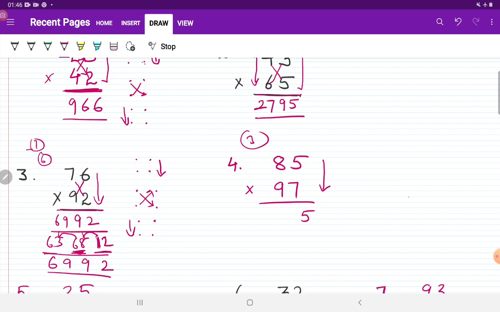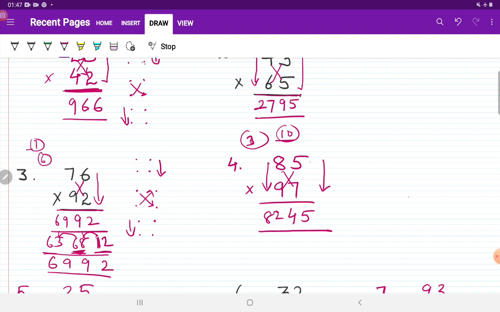Again diagonally we'll multiply this one. 8 7s are 56. 9 5s are 45. So 56 plus 45 is 101. So 101 plus 3 is what? 104. So we'll write 4 here and 10 will carry. Then the tens place digit: 8 9s are 72. 72 plus 10 is what? 82. So your answer will be 8245.